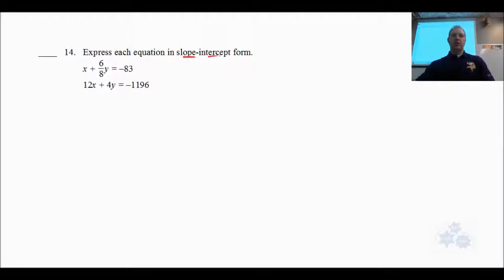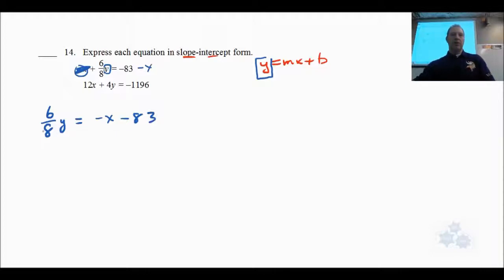So slope-intercept form is y equals mx plus b, right? And the only thing you have to do is rearrange the equation so that y is all by itself and positive for each one. So here, y is tucked away inside, multiplied by this fraction. We also got an x over here we got to get rid of. So let's get rid of the x first. Let's get everything outside of the y term away first. So this is going to be 6 over 8 y equals negative x minus 83. See how I took this over to the other side?